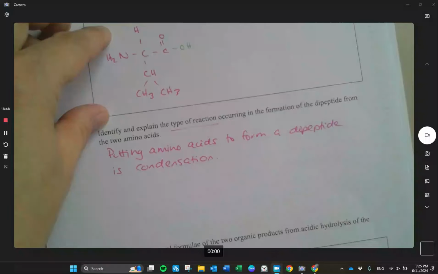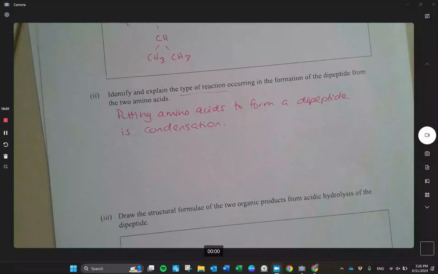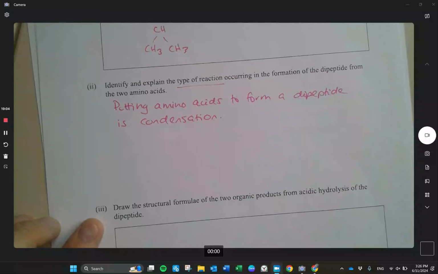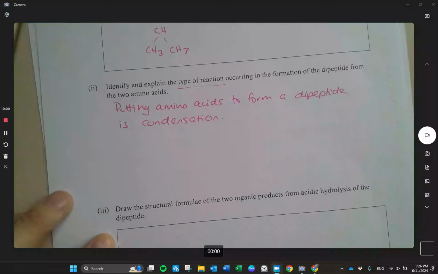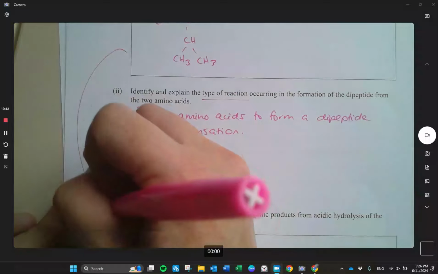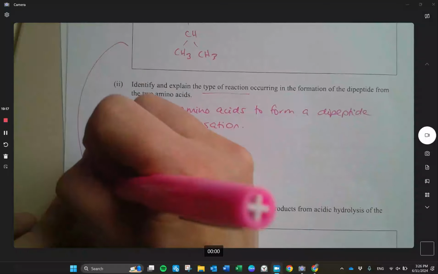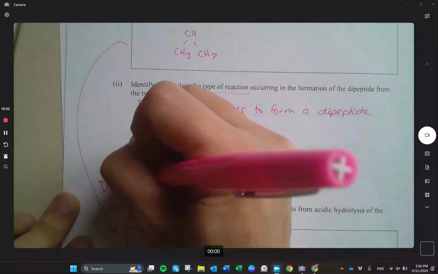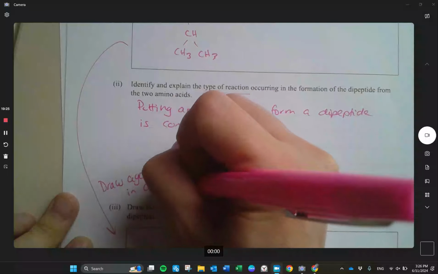That's fair. All right. So this one here, it wants you to draw the structural formula of the 2 organic products from acid hydrolysis of the dipeptide. So what this is actually telling you to do is to draw these again in the acid. Okay. So then what this means is we need to copy this guy over and then think about what happens if I put it in an acid.